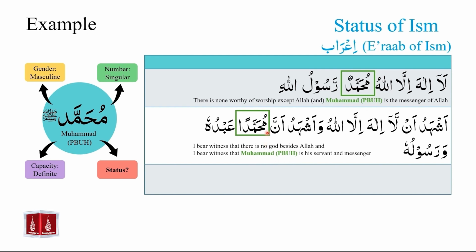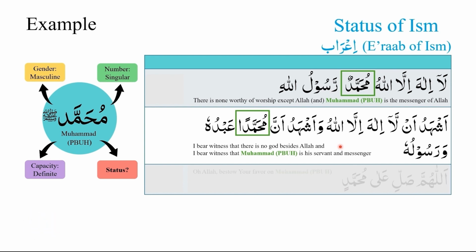Again, if we look at Muhammadan and compare it to Ism Muhammad, we will see that at the end of Muhammadan, there are finishing touches or changes that have been applied to make Ism Muhammad into Muhammadan. So, in the case of Ism Muhammadan, we have a grammatical status assigned to it, or we have i'rab assigned to it.